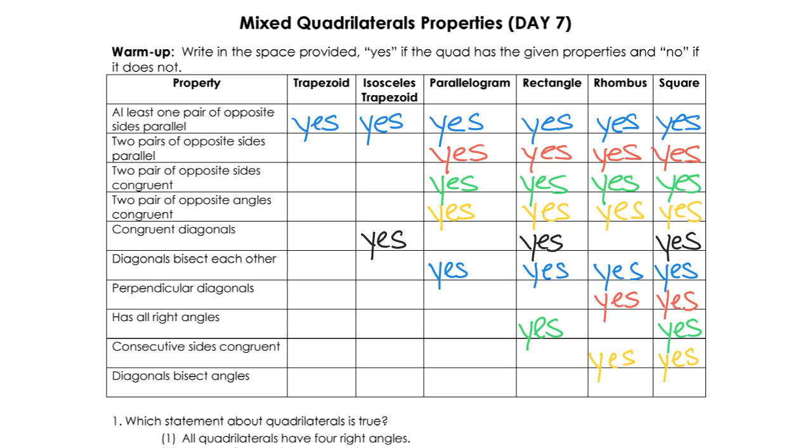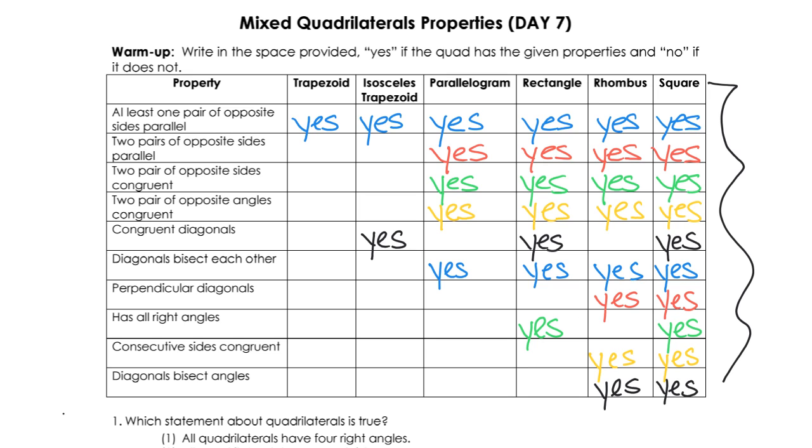And last property, diagonals bisect the angles. That didn't happen until the rhombus. And since every square is a rhombus, it'll also happen in it. All right. So notice our square here is the granddaddy of all properties. He has all yeses. Okay.